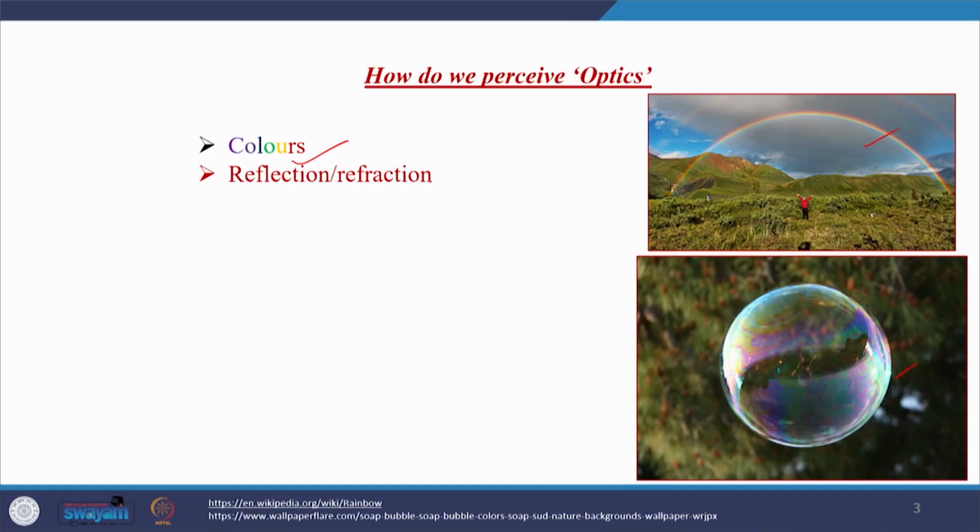Now, apart from colors, if we move deeper and follow an academic route, then in our junior classes, in the science course, we are all introduced to reflection and refraction. This is our first formal interaction with optics. Apart from reflection and refraction, optics also comes into play when we talk about lenses or specs, the glasses which we wear.